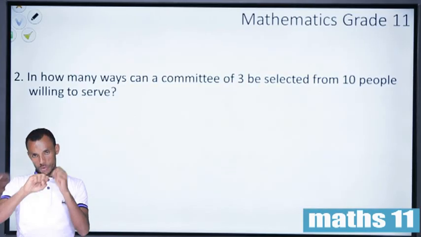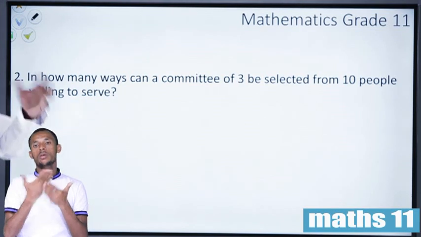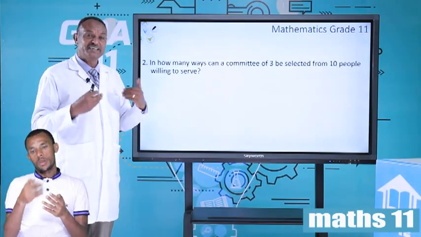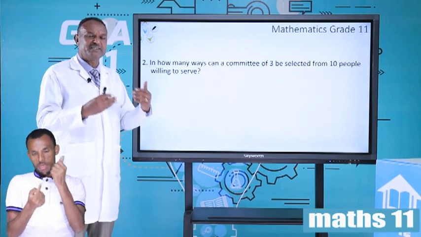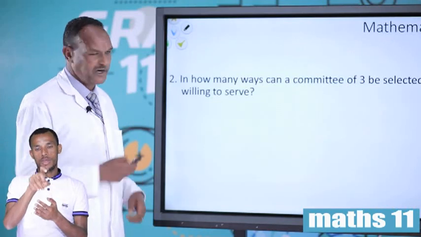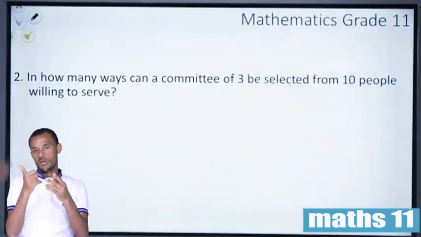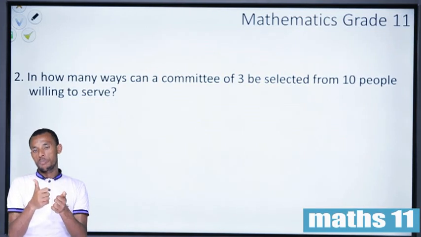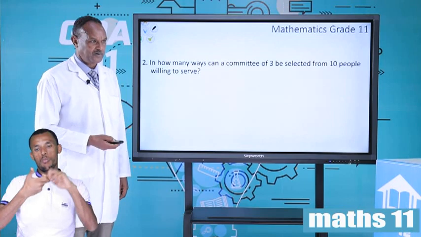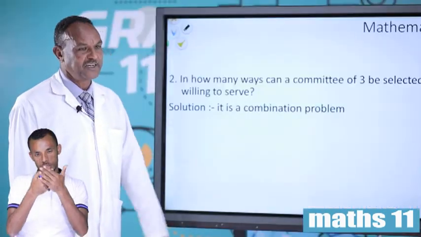To serve as a member of a committee, whether Abebe is selected first or second or third has no importance. The only thing is that Abebe should be selected and serve as a member of a committee. So this question does not take order into consideration. So it is a combination problem. So how do you solve it? See, this is a combination problem.